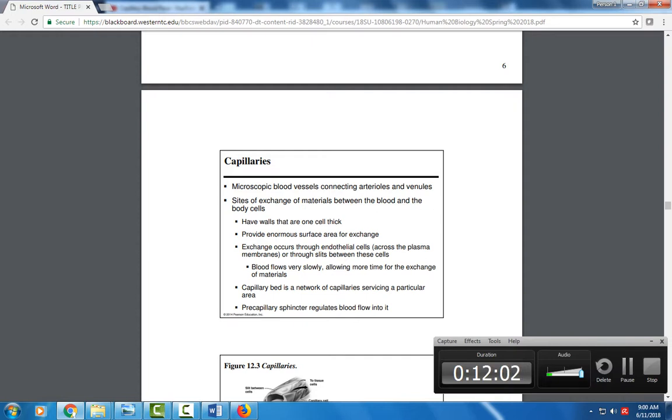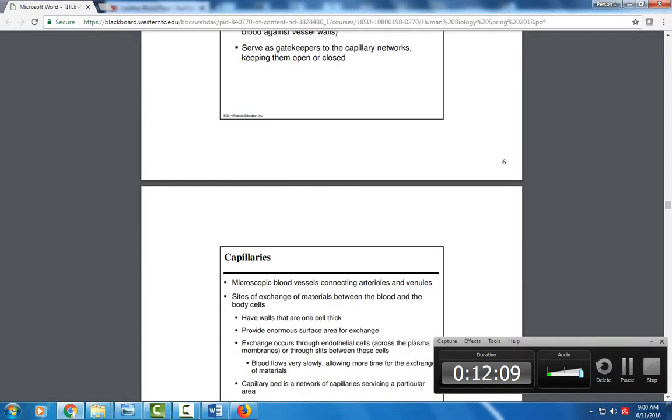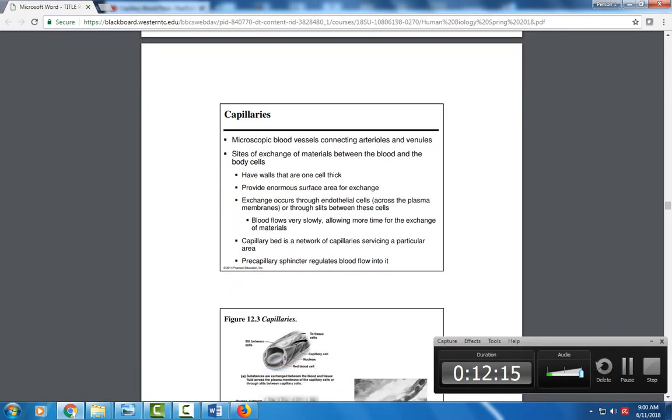And those are called precapillary sphincters. We'll talk about that a little later in the lecture. So capillaries are these microscopic blood vessels. They are porous. Things can leave the blood and enter the tissues. So they have small spaces between their cells for that exchange to occur.